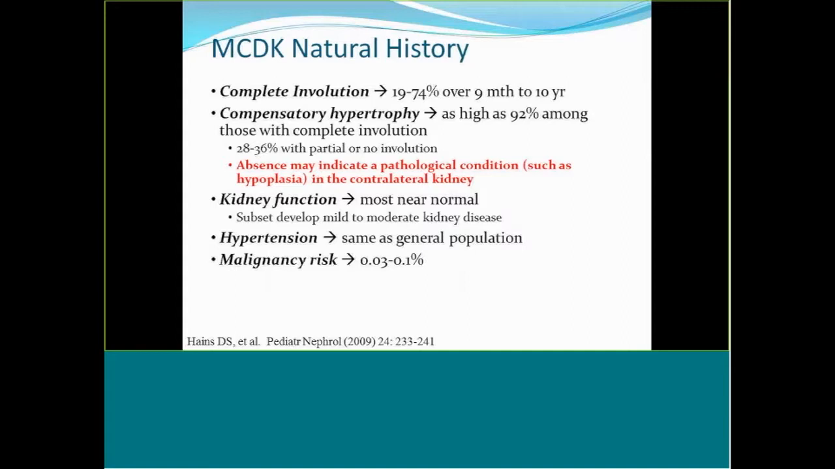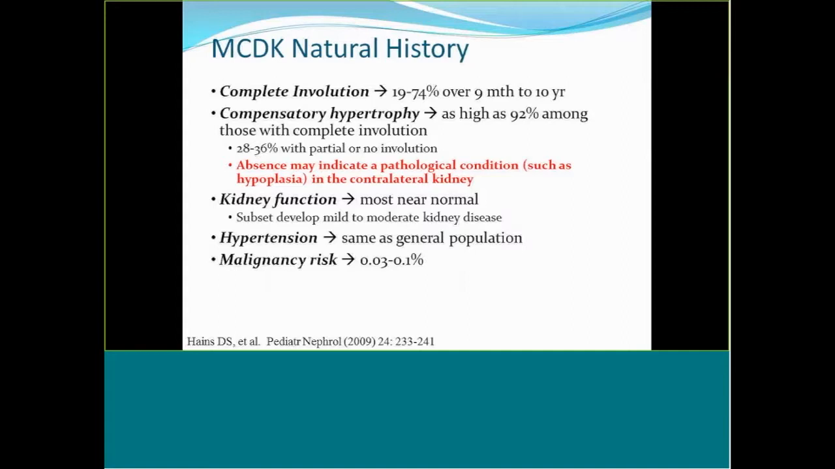And so if you don't see compensatory hypertrophy, it really would make you suspicious that there is something wrong with that kidney if it's not growing at a faster rate than you would expect under normal circumstances. So then you have to worry whether that other kidney has some hypoplastic elements to it as well. The kidney function in these kids, if that contralateral kidney is normal, their kidney function will be pretty much normal, although there is a subset that may develop mild or moderate kidney disease.